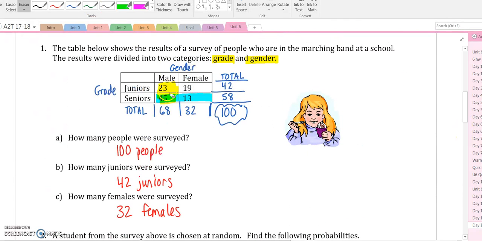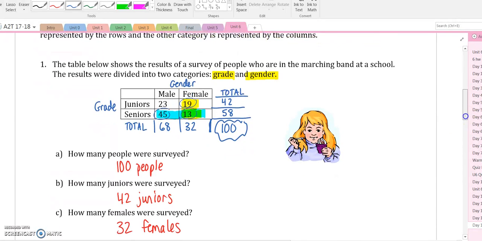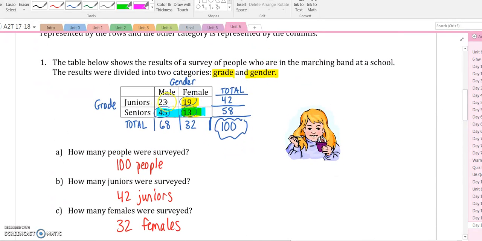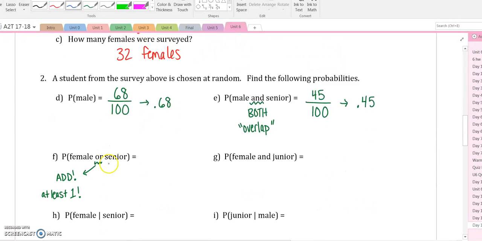So again, I'm going to do the highlighting thing. Let me erase what I had. So this is female or senior. So I'm going to say, all right, here are females. And here are seniors. But this time, I'm not going to just pick the overlap. I'm going to pick any number that was highlighted, even if it was just by one color. And I'm going to add them all up. So here I would take the 19, the 13, and the 45, and I would add them all together. So basically, the only one I'm not including is 23, because it's not female and it's not senior, so it doesn't count in this. So 19 plus 13 plus 45.